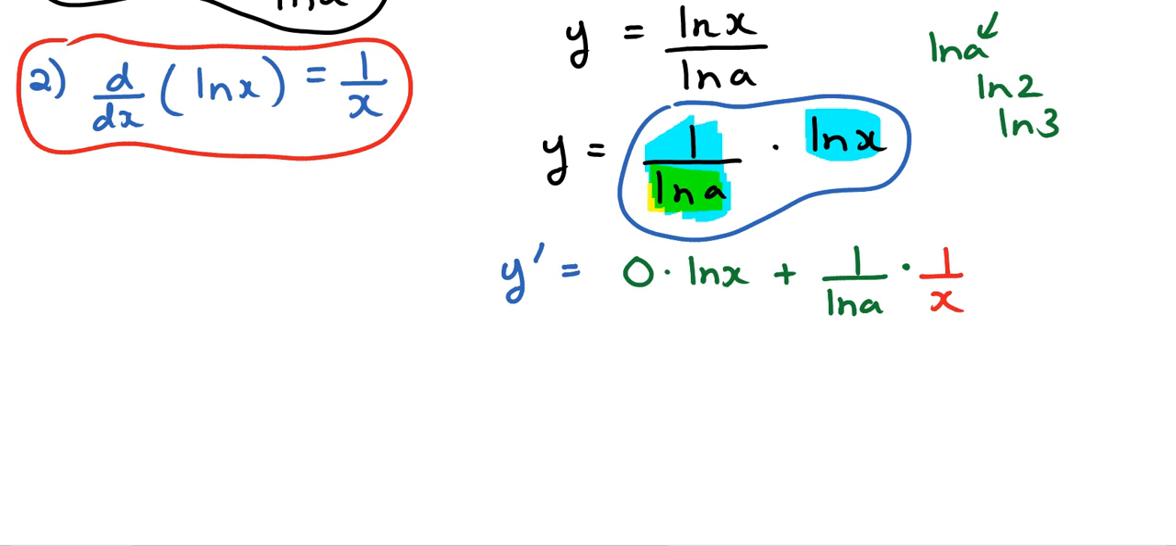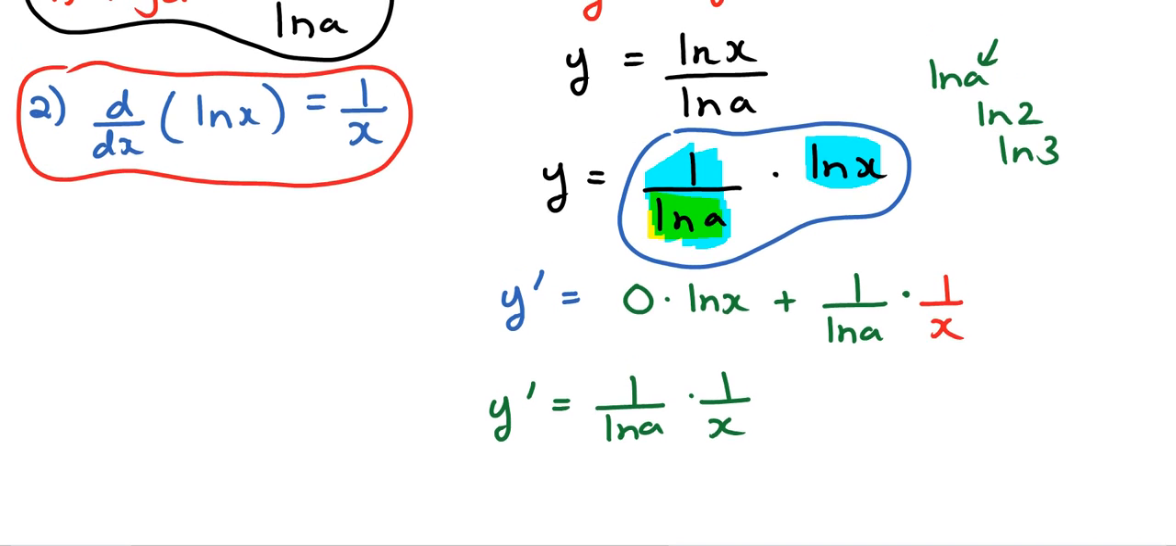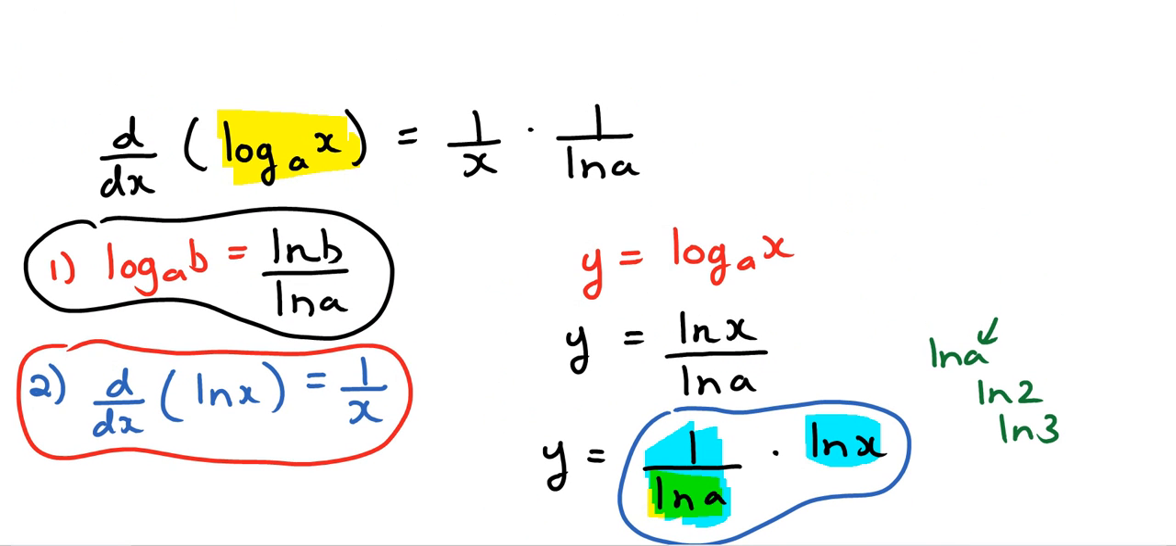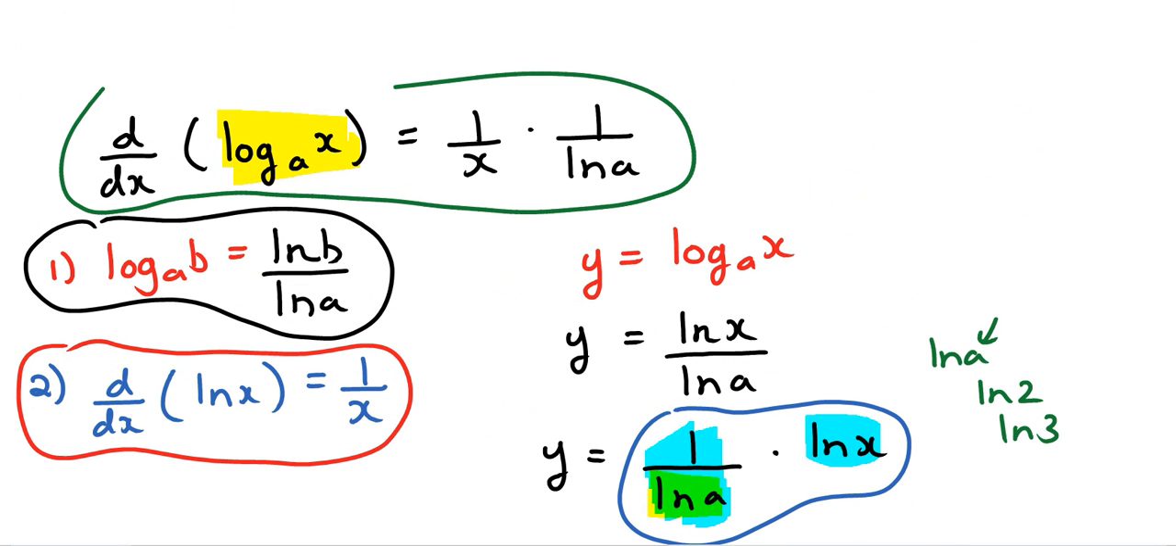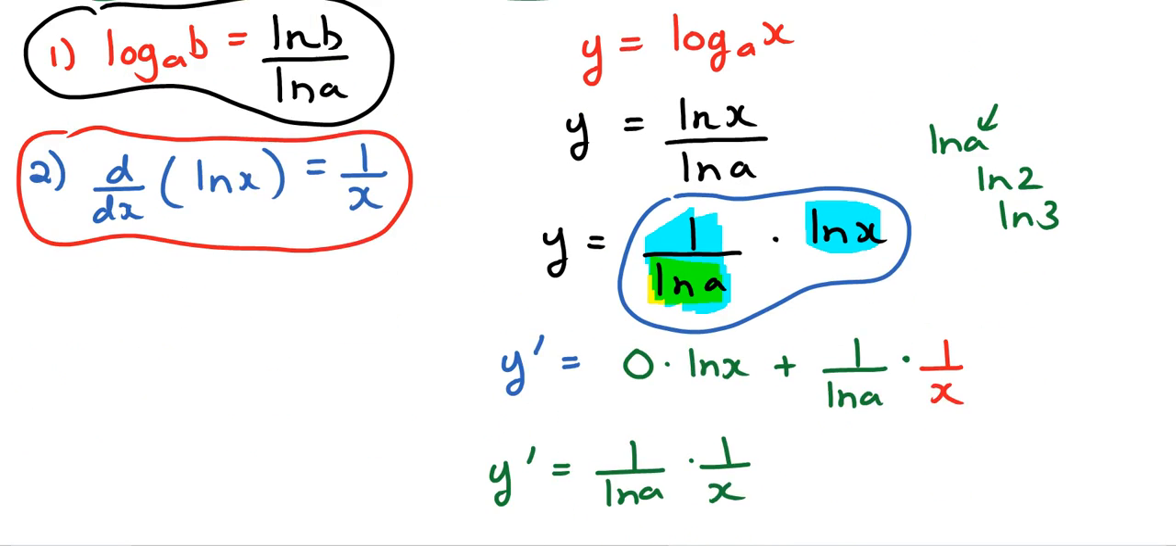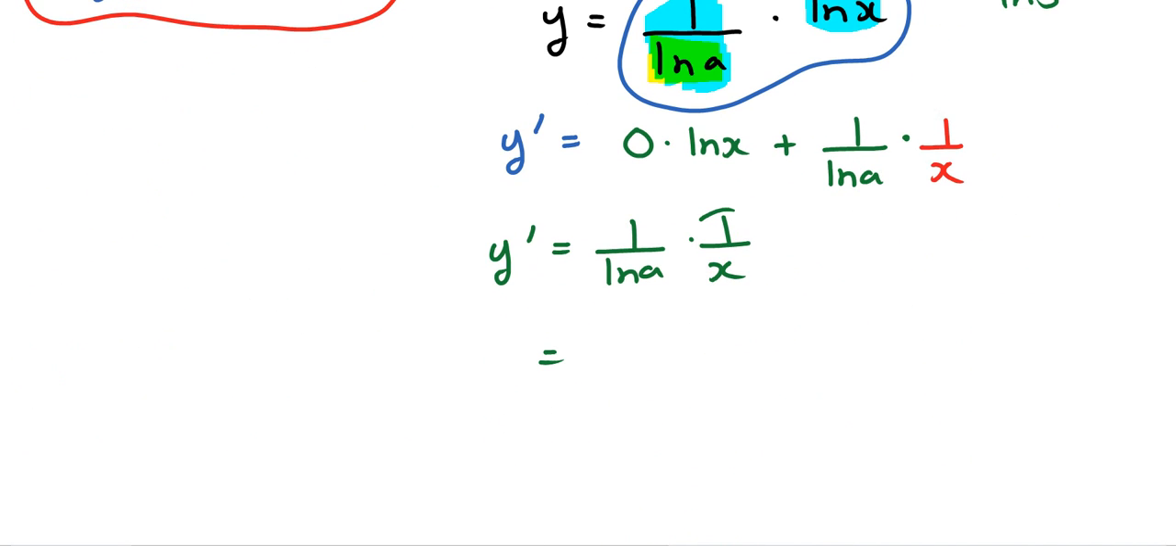Okay, so if I go ahead and simplify this, y prime is going to equal 1 over ln a times 1 over x. And that looks very similar to what we have over here in our original proof. All I have to do is move this guy to the front here, so that's 1 over x times ln a. And that is it. I'll do an example of this in class, but there's the proof for that.